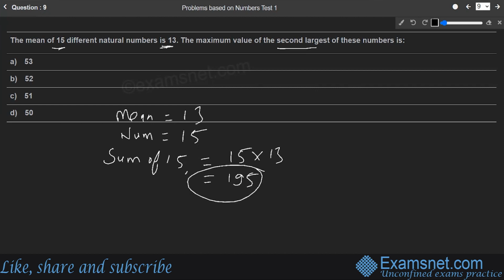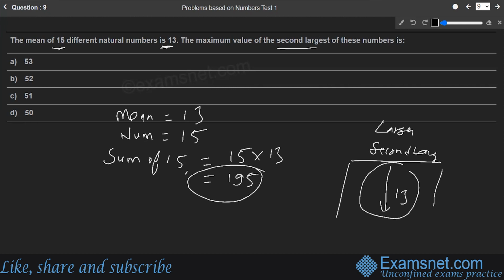Now he's asking for the maximum value of the second largest number. If we look carefully, there will be a largest number, then a second largest number, and then there will be 13 such numbers behind the second largest number in the list. So if we focus on these 13 numbers, we'll take the minimum case, because he's asking for the maximum value of the second largest.